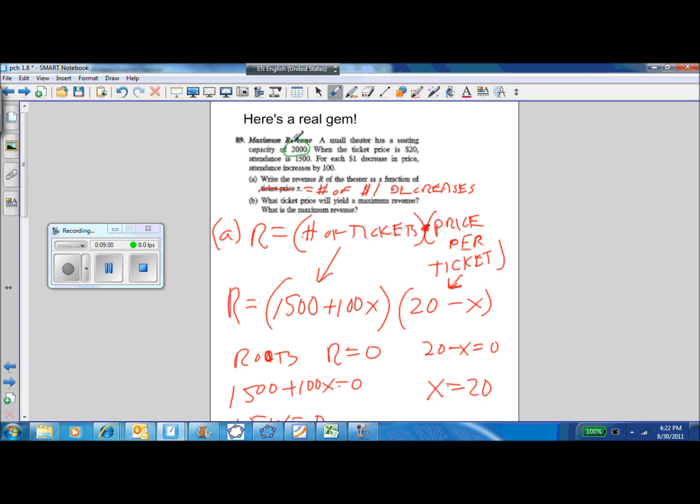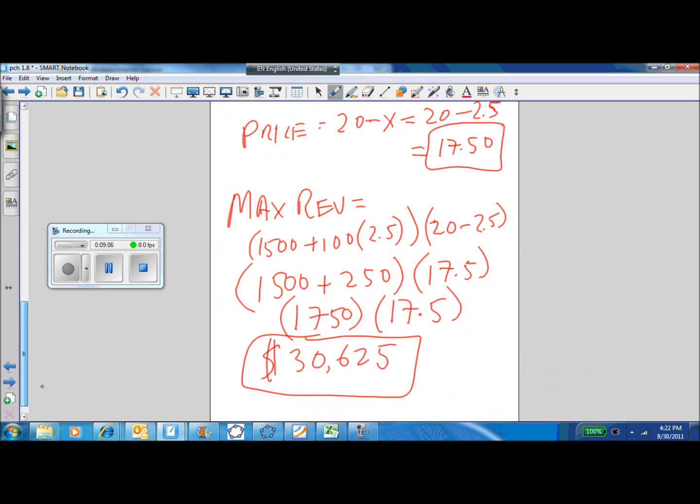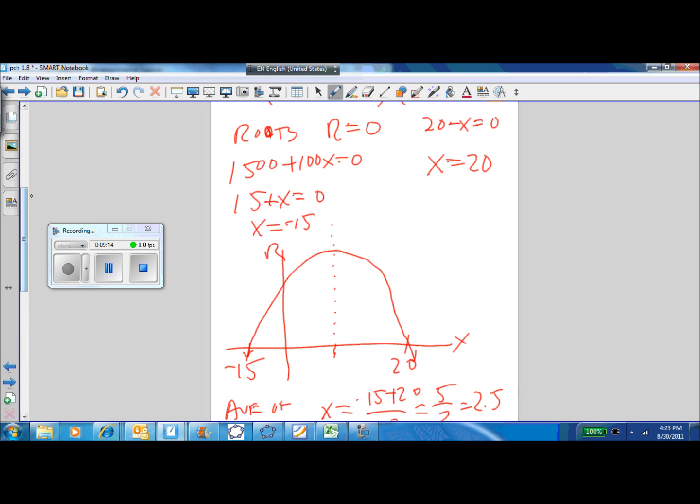Now, one thing to be careful of, it was mentioned that the max capacity was 2,000. Did we exceed that? Let's head on down here and find out. Our final capacity was 1,750, so we haven't exceeded the max capacity, so we can go with this. If you found that the peak of the parabola ended up going past your maximum capacity, you've got to be careful. Now, this is not capacity down here. This is x. Capacity is 1,500 plus 100x, the number of people that you have in there.